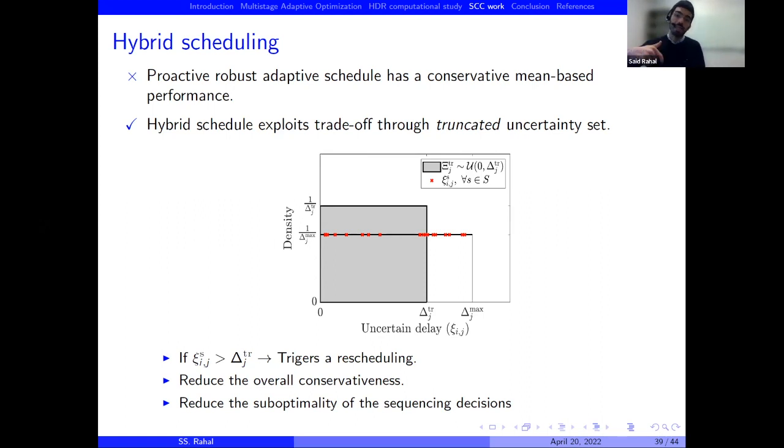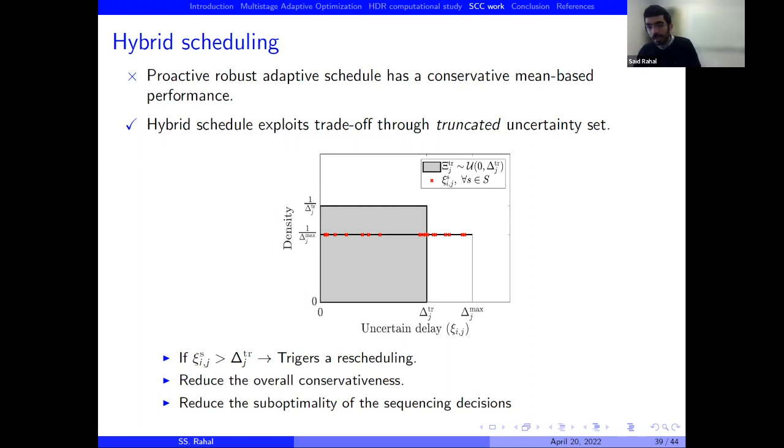And when I run the simulator, if the realized uncertainty is larger than the delta J truncated, because in real life it can be larger, my assumption assumes that it cannot in the model. If this happens, this means that the current schedule is invalid. It's not guaranteed to satisfy the continuous casting requirement. In this case, I will trigger a rescheduling.